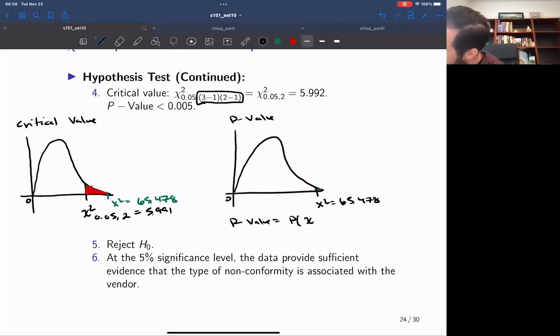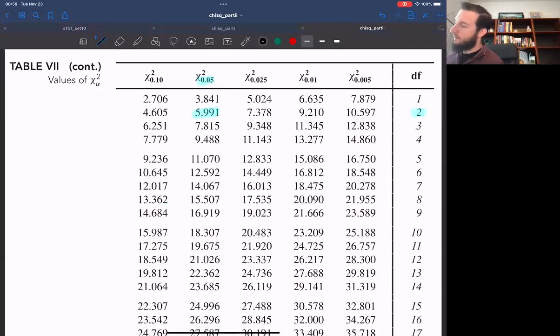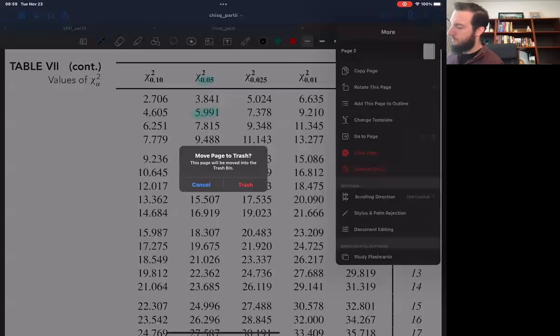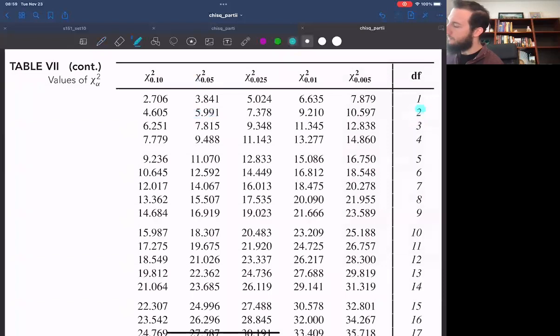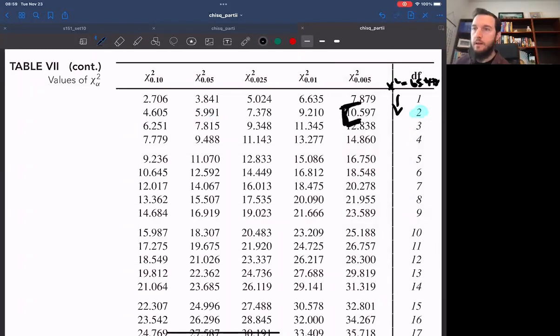is the probability that a chi-square exceeds 65.478. So since it's the probability a chi-square exceeds 65.478, we go to our chi-square table. We have 2 degrees of freedom. We can see that the test statistic is much bigger than the largest listed value, right? So our p-value is going to be smaller than the smallest listed tail value.